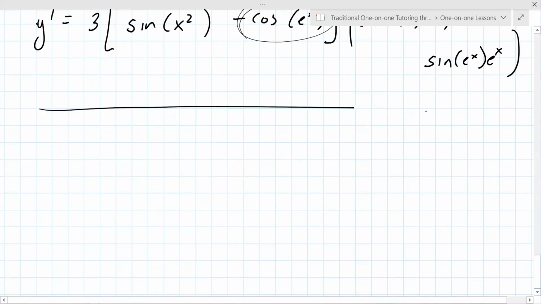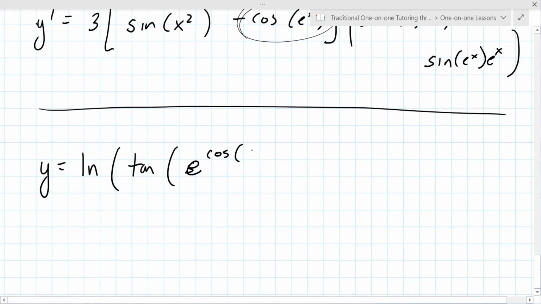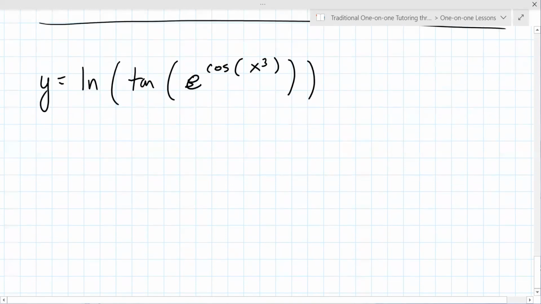All right, so another type of problem that you might see is where they give you a bunch of nested things. They say like the natural log of, let's go, tangent of, let's go, e to the, let's go, cosine of x cubed. You want to give this one a try on your own? Sure. Okay.